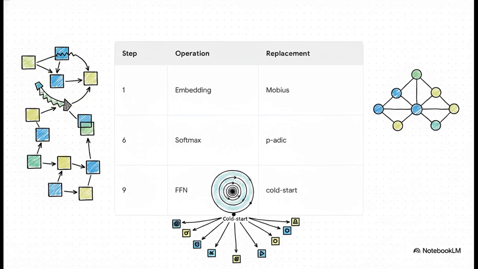And just to prove this isn't some theoretical math trick, a complete 13-step exact substitution table was actually built. Just to highlight a few. Step 1, standard embedding lookups are completely replaced by a combinatorial Möbius reconstruction over square-free token indices. In step 6, the standard softmax becomes a p-adic exponential on integers. And for step 9, the feed-forward network cold start utilizes Euler's famous prime-generating polynomial, n squared plus n plus 41. This guarantees perfectly distinct primitive activation indices for the first 40 tokens. I mean, we're talking about a full architecture replacement here, ground up.